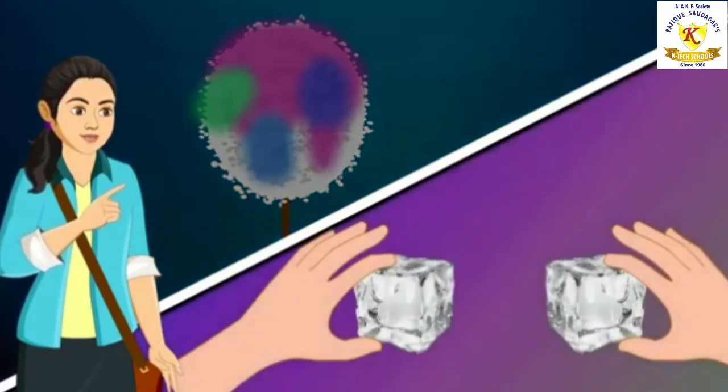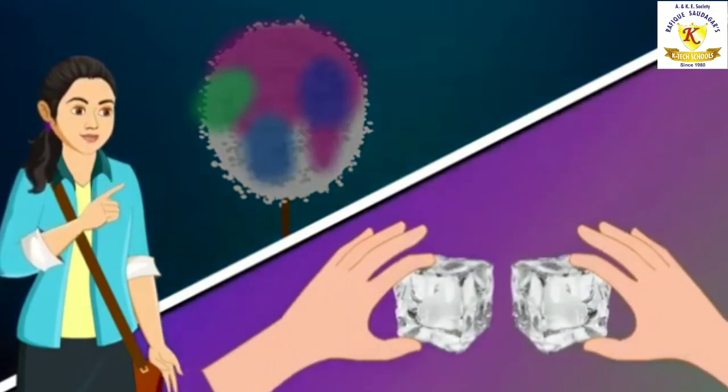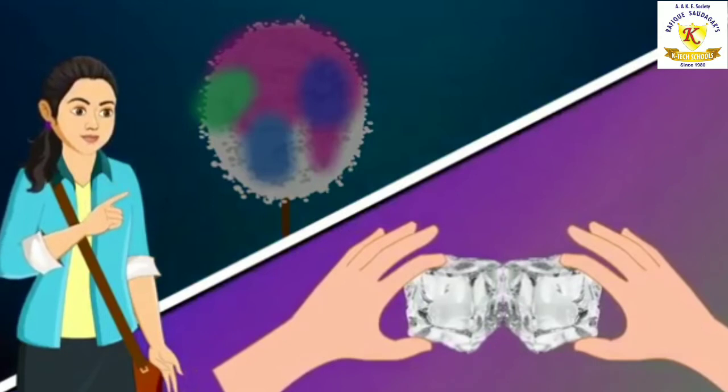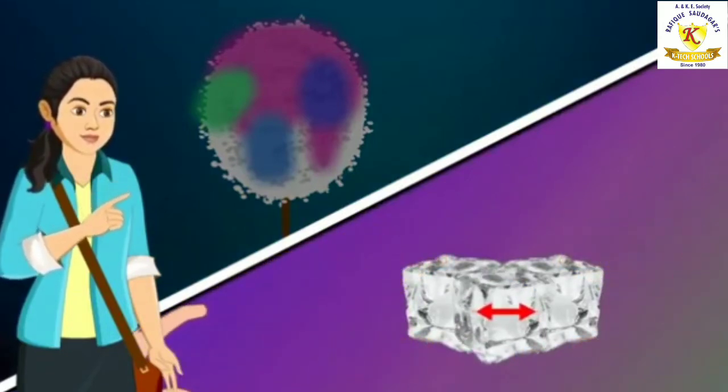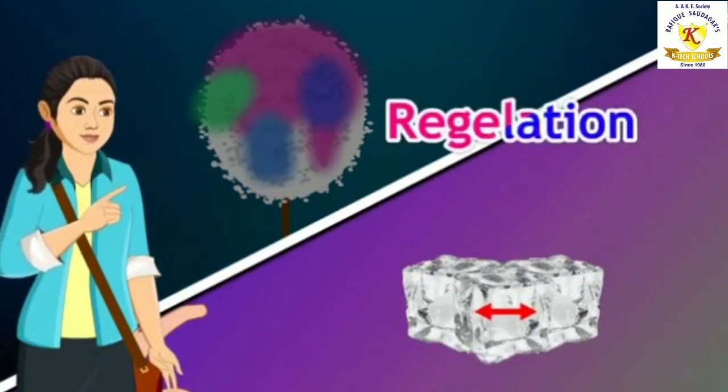The phenomenon in which the ice converts to liquid due to applied pressure and then reconverts to ice once again when the pressure is removed is called regelation.